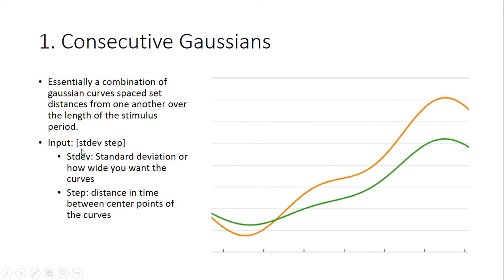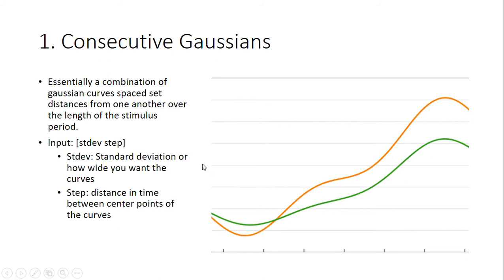The input for this is going to be your standard deviation of the Gaussians as well as the step. The standard deviation is basically saying how wide the curves are. So just like in general statistics, a larger standard deviation means a wider curve. A narrower standard deviation means a narrower curve, so it'll be taller and skinnier versus shorter and fatter. The step says between the medians of these curves, how much distance and time am I going to set between these? And your output, of course, is going to depend on the data, but it ends up looking something like this.